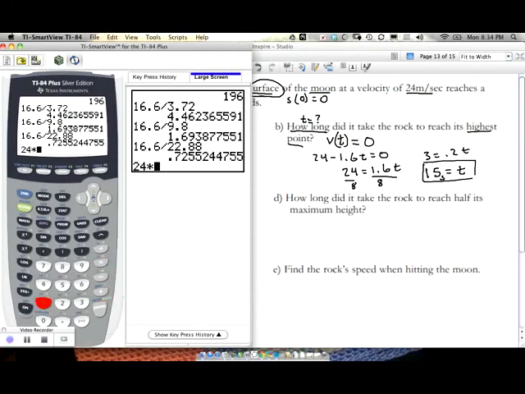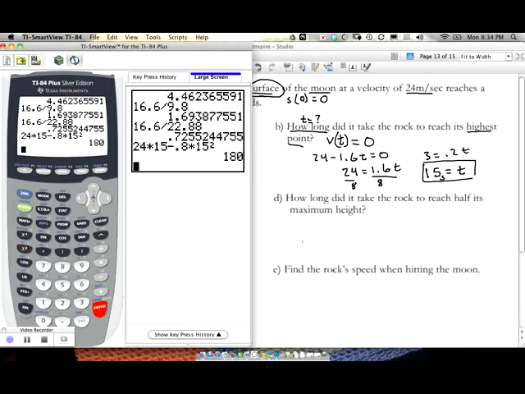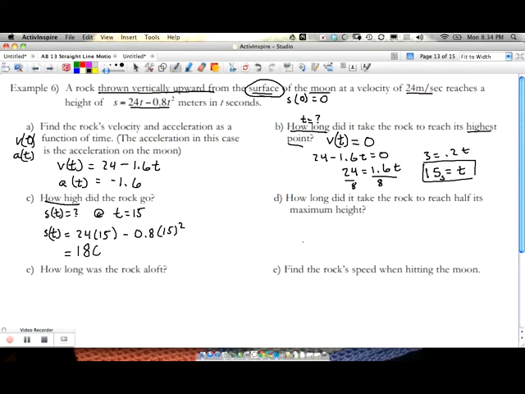24 times 15 minus 0.8 times 15 squared. 180. This equals 180. What are we measuring here? Meters. So this is 180 meters high. Excellent.